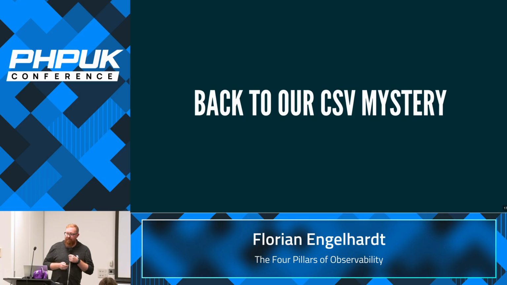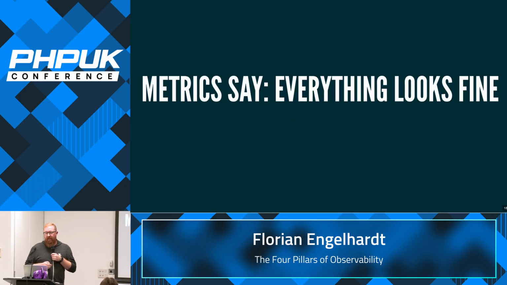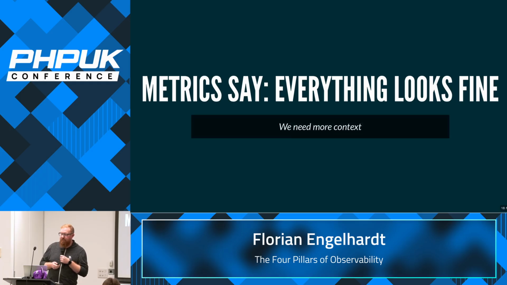So back to our CSV mystery. We checked the metrics to see what was going on, and metrics told us that everything is fine. We had the P95 latency slowly creeping up. We could see this, but we could also see that CPU usage was normal, memory usage was normal, database, PHP FPM pools, all of these, everything was just normal. There was nothing really shining out. So nothing was really unusual. So we need more context to see what's actually going on.